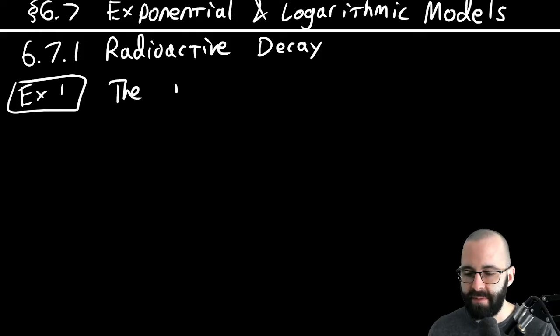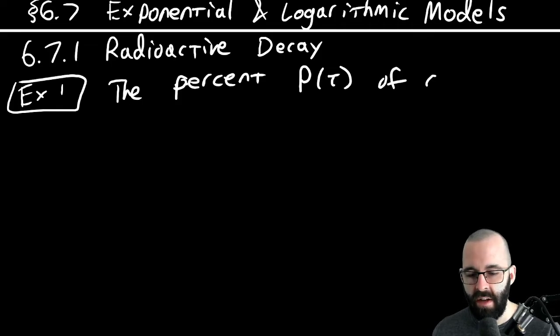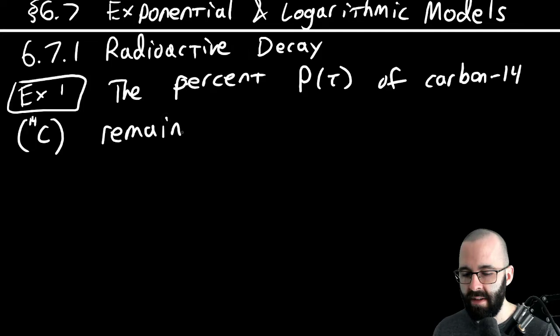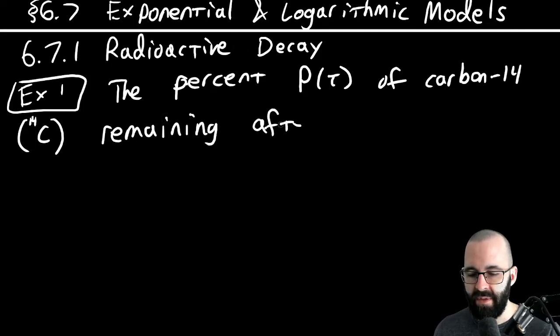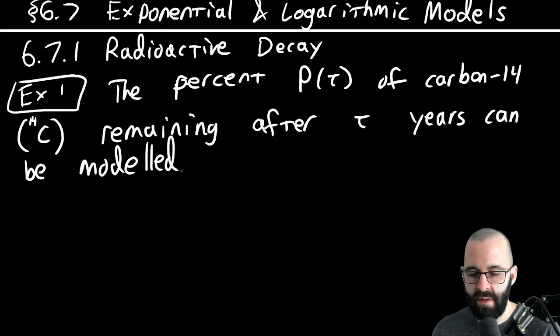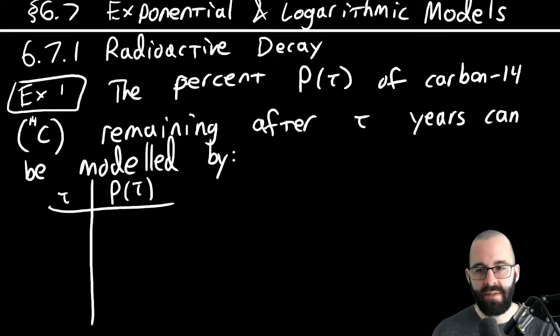Example 1. Let's look at the percent P of T of carbon-14, which is sometimes abbreviated as C with a 14 as kind of like a superscript before it, remaining in something after T years can be modeled by the following table. So I'm going to give you a table of some T values in years and some percentages.